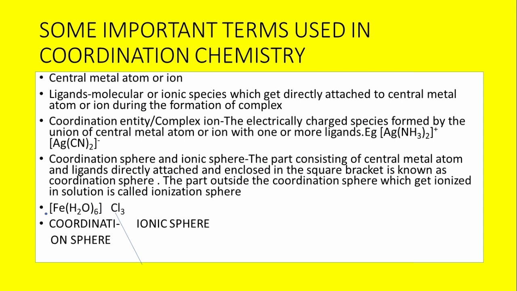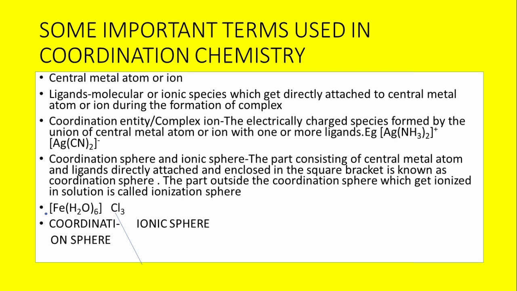Coordination sphere and ionic sphere. The part consisting of the central metal atom and ligands directly attached and enclosed in the square bracket is known as the coordination sphere. And the part outside the coordination sphere which gets ionized in the solution is called the ionization sphere. What is written in the square bracket, that is the coordination sphere, does not get ionized. And what is outside the coordination sphere gets ionized.